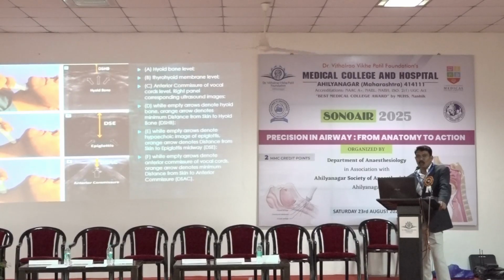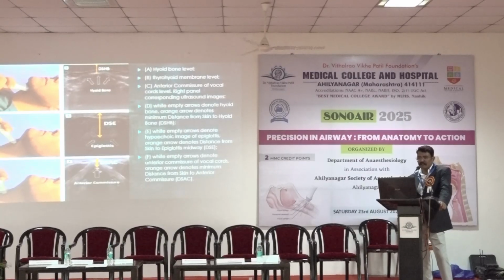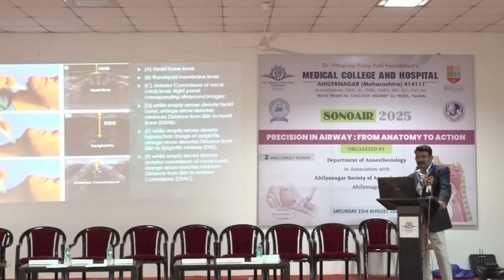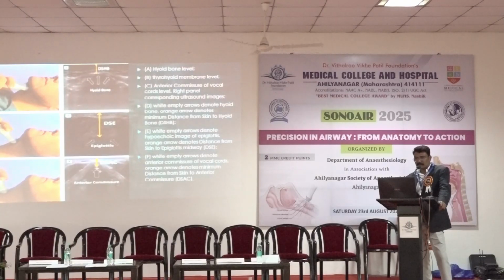Now slightly moving the probe in a caudal direction slowly, at the point where you can see the placement of the probe in the suprathyroid cartilage region, here you can identify the little black line, that is the epiglottis, and the yellow arrow showing the distance from the skin to the epiglottis. Then the third one is the placement of the probe at the vocal cord region horizontally.